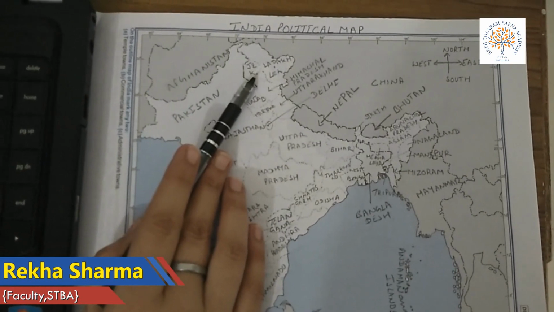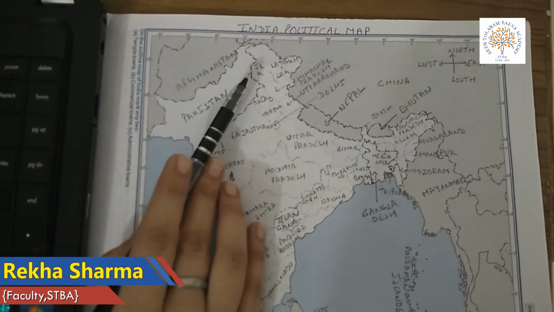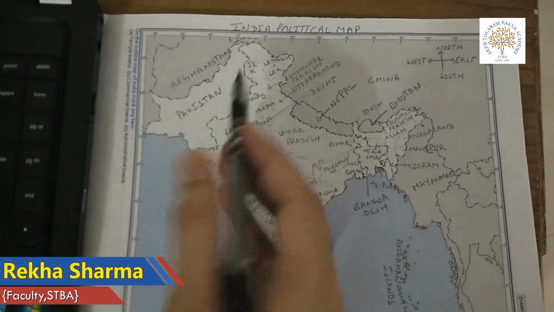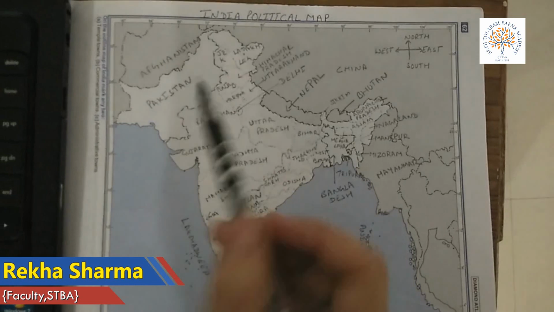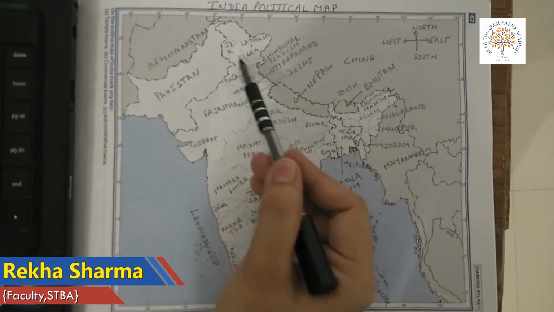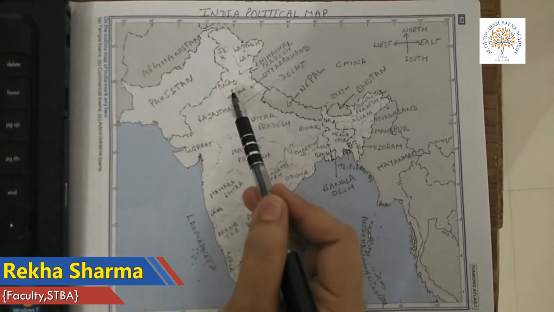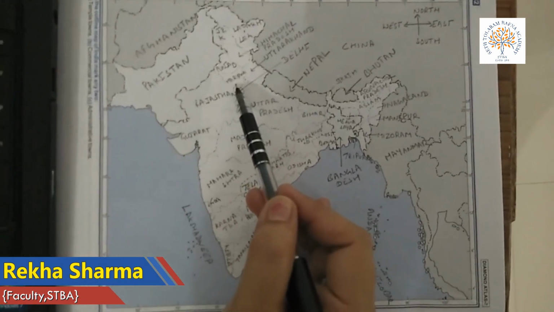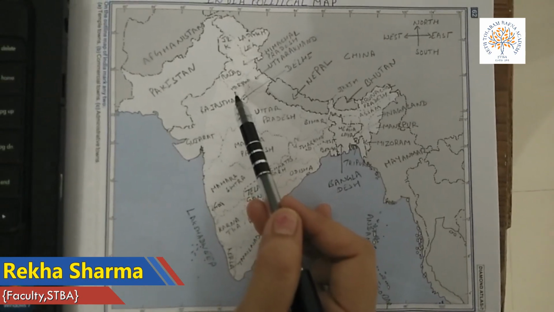Earlier it was the state Jammu and Kashmir, but now it is declared a union territory by the Indian government, that is Jammu and Kashmir and Ladakh. Now children, after Jammu and Kashmir there is a state named Punjab, and below Punjab there is Haryana. Both the states share the same capital, Chandigarh.